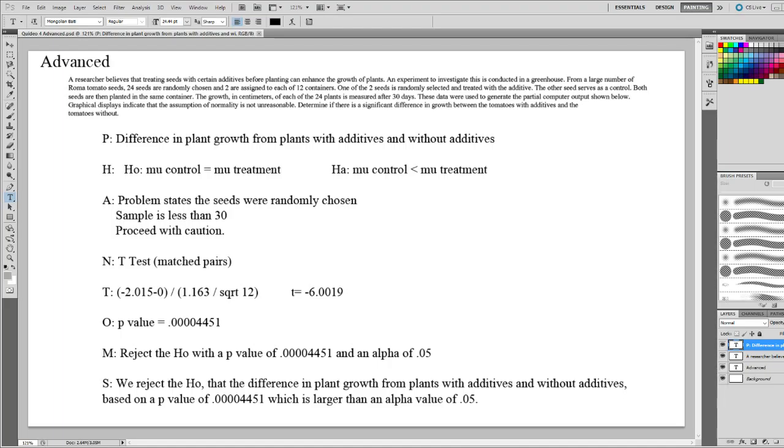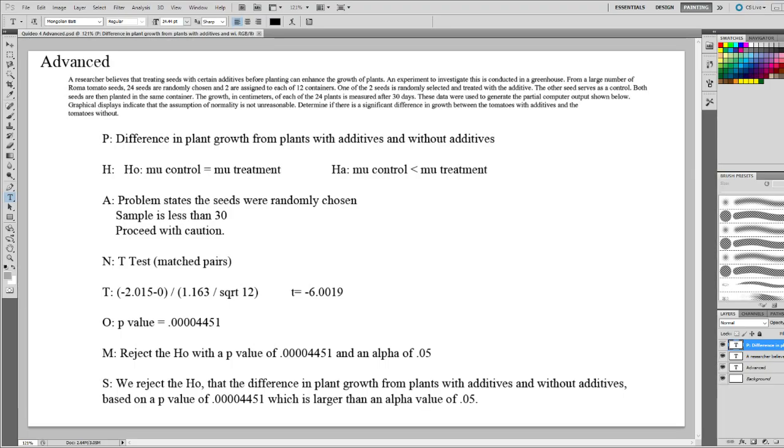Using that, we can go to part O of PHANTOMS, which is obtain the p-value, and you get a p-value of 0.00004451. Using that p-value, we can make a decision and reject the null hypothesis with a p-value of 0.00004451 with an alpha of 0.05.